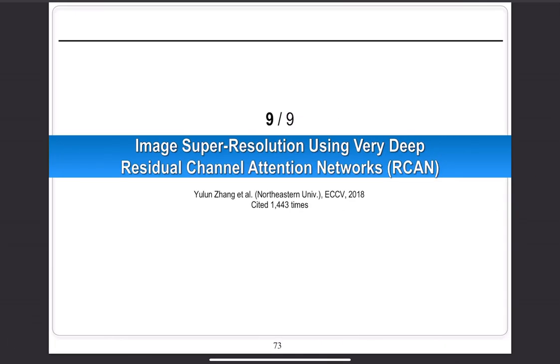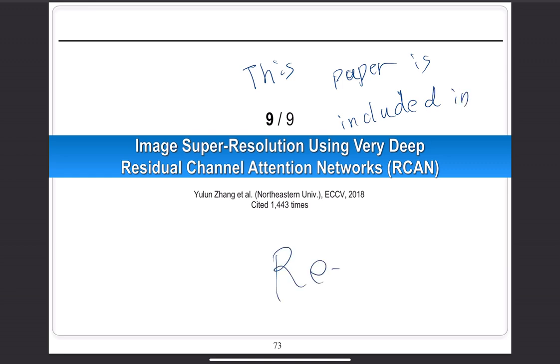And this paper is also important for the SR task. And this paper is included in the recommendation list.